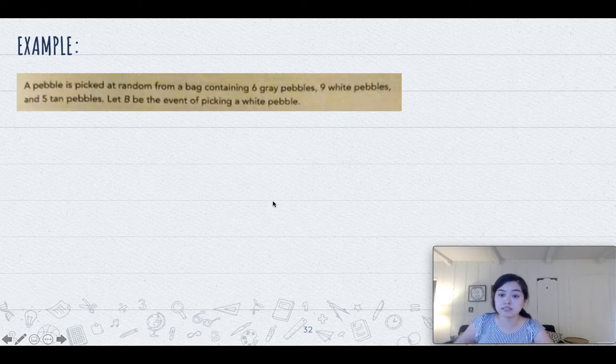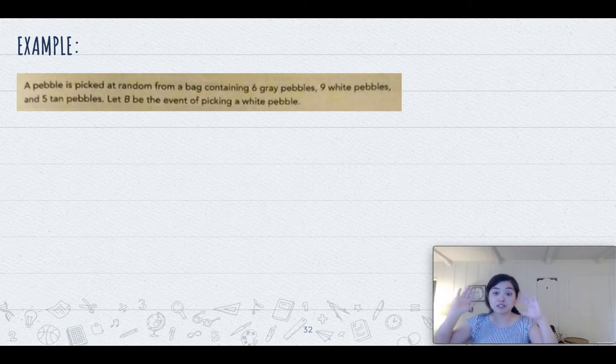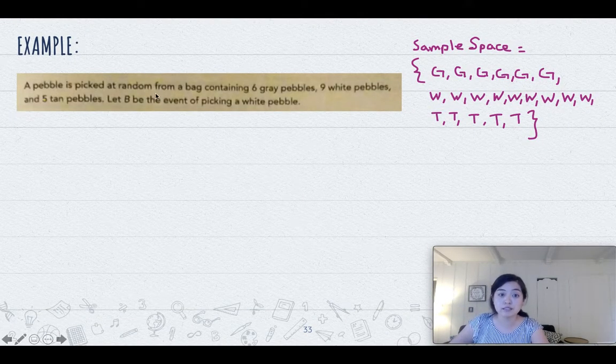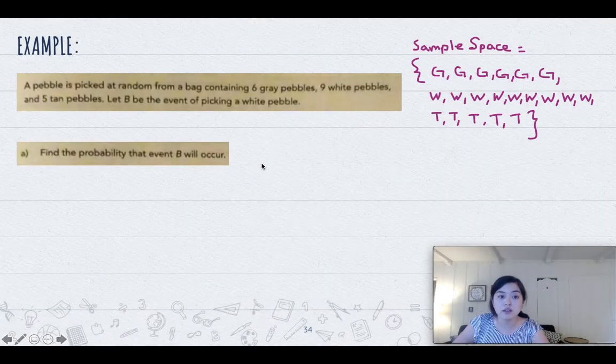Well, let's first write the sample space. Now, we don't have to always write the sample space because it can be really large, but just for the sake of this example, I'm going to write it out. So the sample space is the equally likely outcomes that can come out. So we have 6 gray pebbles, 1, 2, 3, 4, 5, 6, 9 white pebbles, 1, 2, 3, 4, 5, 6, 7, 8, 9, and 5 tan pebbles, 1, 2, 3, 4, 5. So B is the event of picking a white pebble. Find the probability that event B will occur.